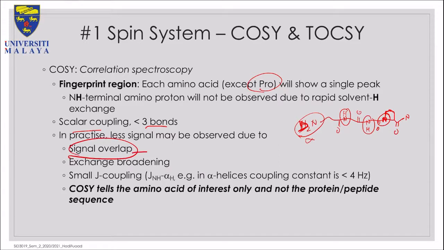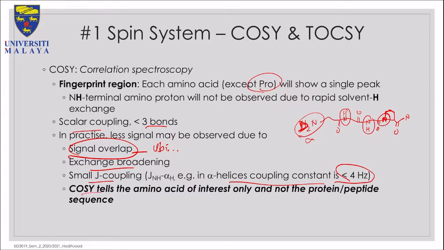As you can see in the ubiquitin NMR that I showed you initially, the signal can be very massive. There will be exchange broadening of protons, and it could also be a small J coupling. Alpha helix coupling is constantly less than 4 Hertz. This is based on the structural motif of the protein or peptide.